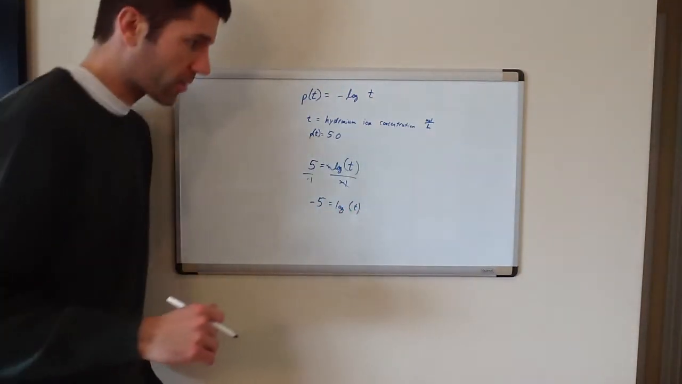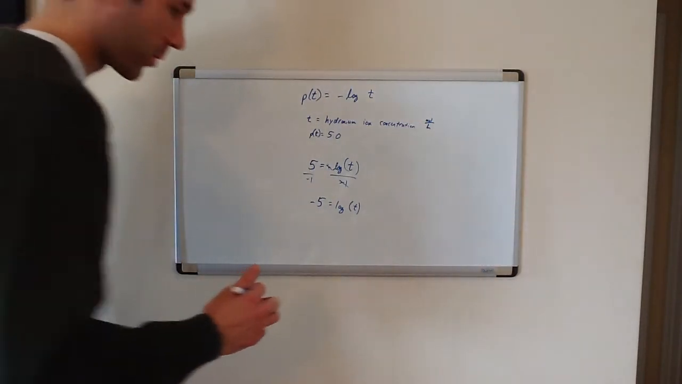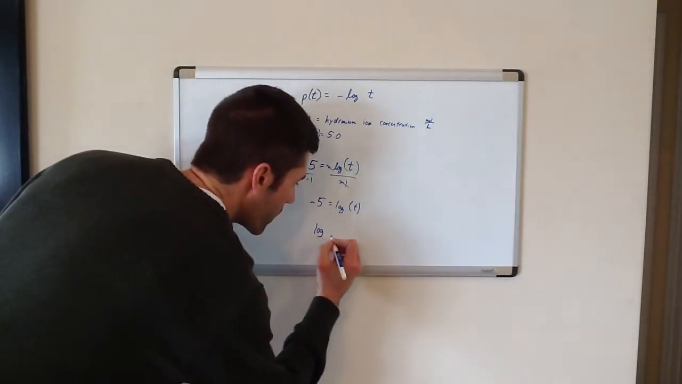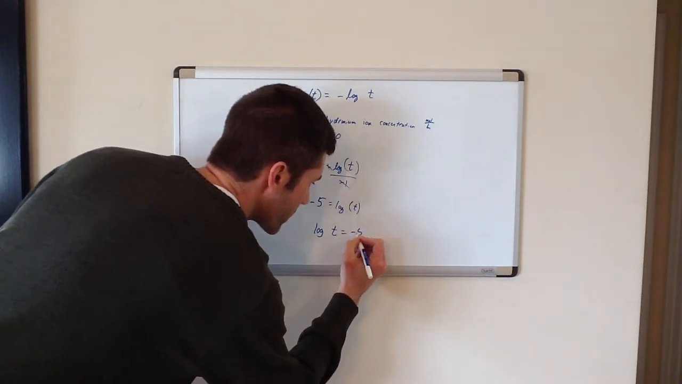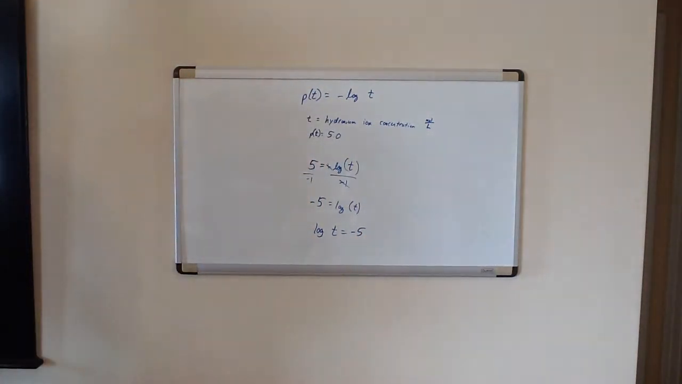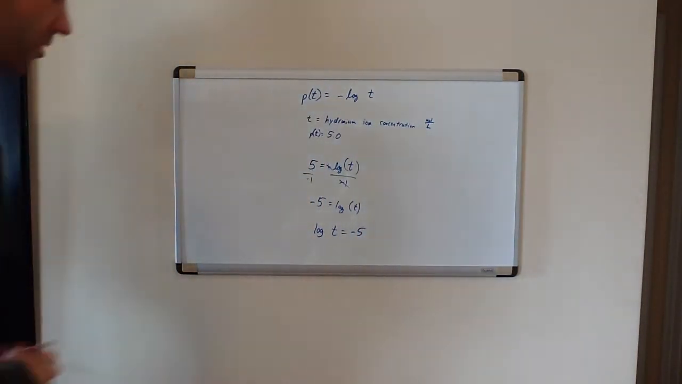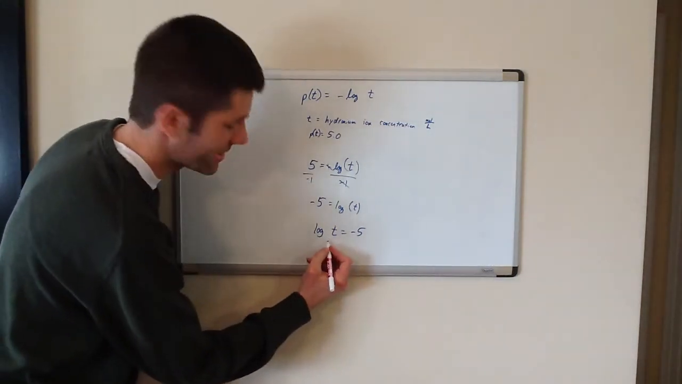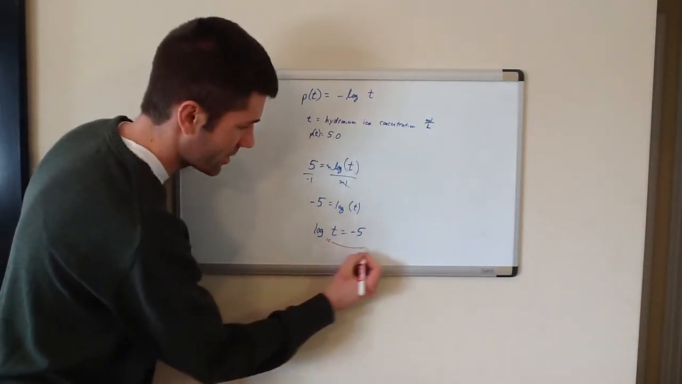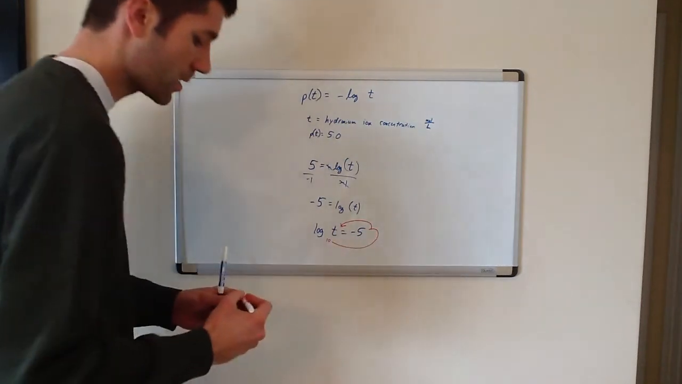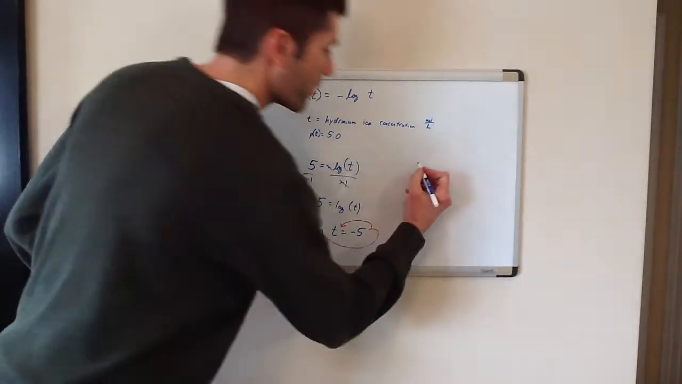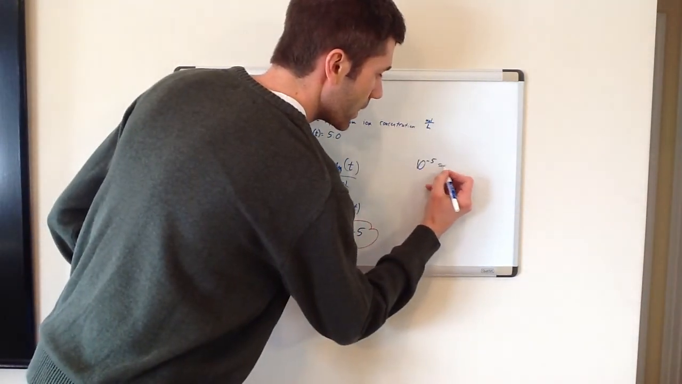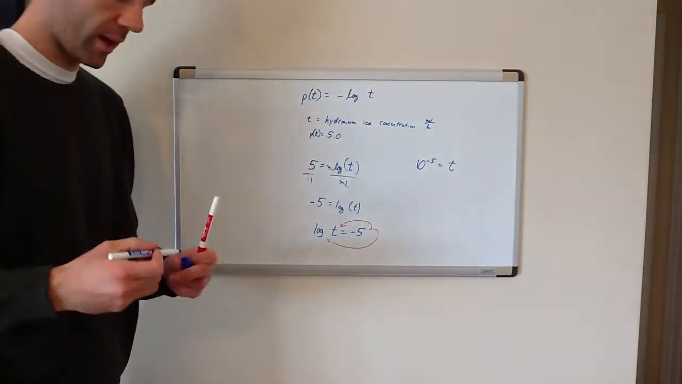And the next step I'm about to write is slightly useless, but we'll go with it anyway. Log T equals -5. And now we're going to draw the heart, starting with the understood 10. I hope you said 10 in your head right there. 10 to the -5 is equal to T. And so knowing that 10 to the -5 is equal to T, we've already found the answer.